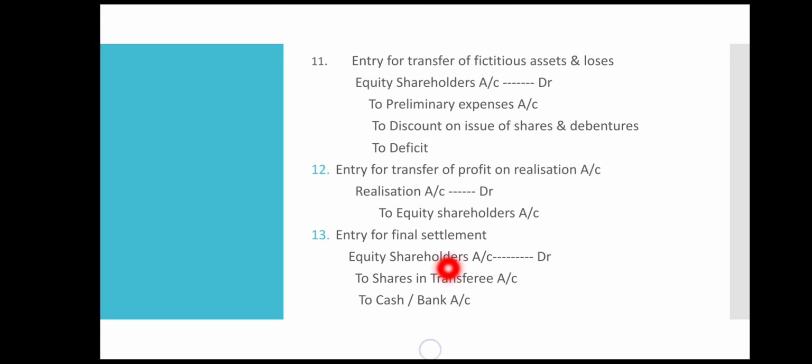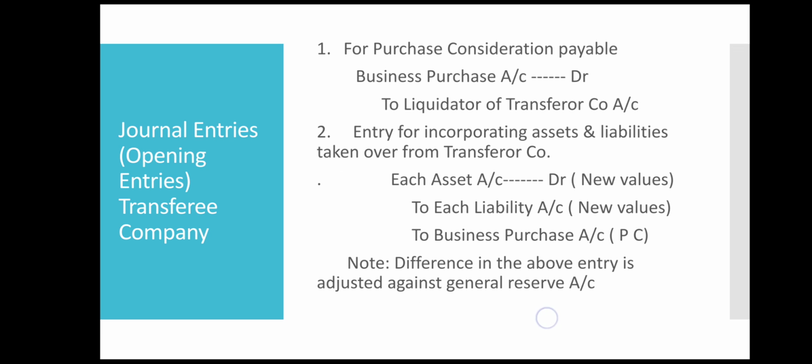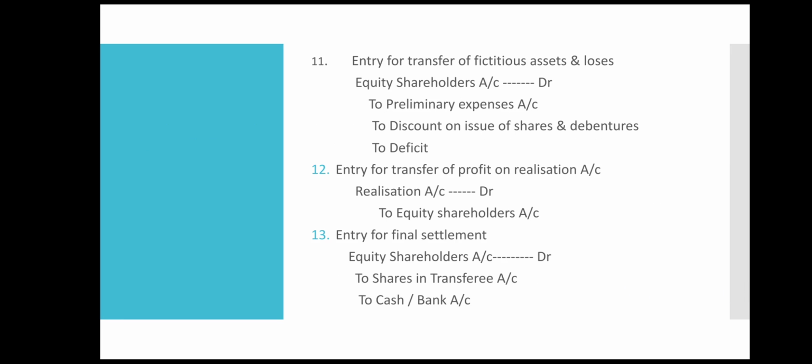Usually it is in the form of shares in the transferee company, or in certain cases cash also is paid, so that can be considered. So this is the last entry. When we are closing the books of the transferor company, all these entries are to be passed.